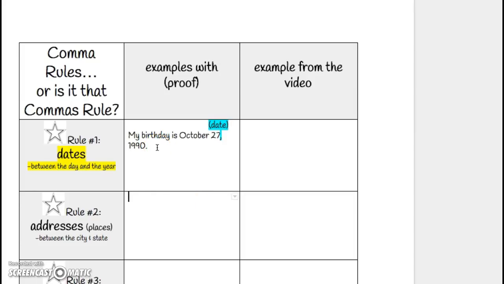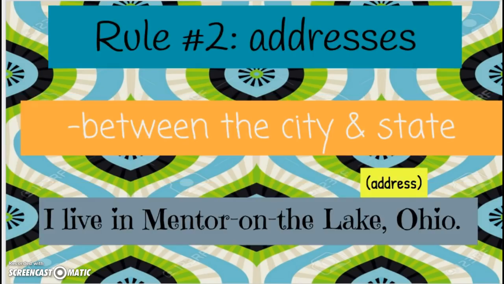What I'd like for you to do now is go ahead and pause this video and write your own example below my sentence example. Okay, so now that you've written down your second example, let's move on to our second rule. The second rule that we encounter is addresses. Now later in our videos we're going to be talking about another kind of address. This one we're talking about location though.